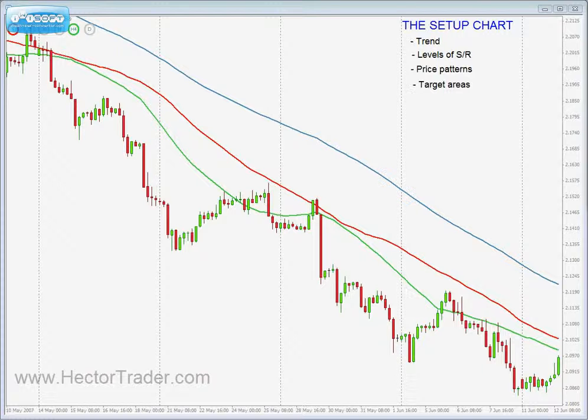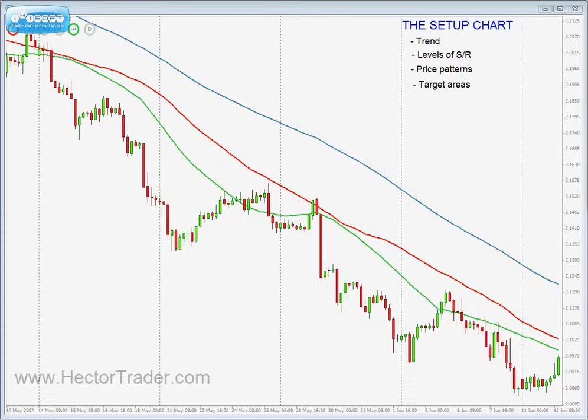In this video I'm gonna be briefly explaining what the setup chart and what the trigger chart actually are and the uses I make of each of them, okay? Firstly, I'm going to begin with the setup chart, and then I'm going to move on to the trigger chart, so you guys hopefully understand the difference between the both of them, okay?